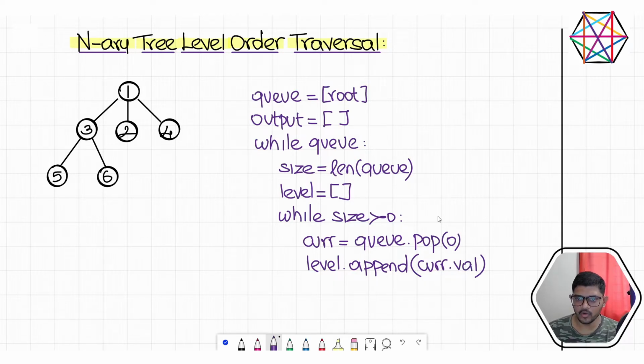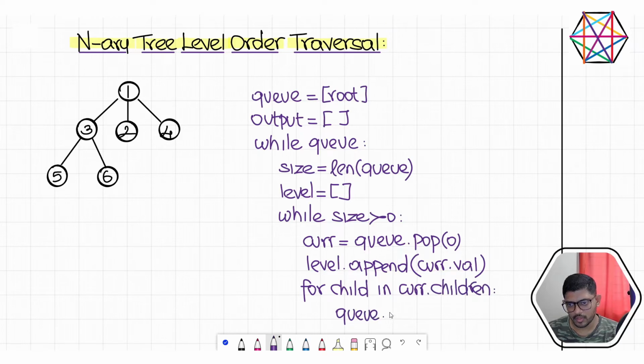After we include this value in the level list, we are going to add every single child of this current node to the original queue. And it can be written like this: for child in current.children, queue.append(child). This time we are appending the node itself, not the value of the node. Please understand that when it comes to levels, we'll be appending the value of the nodes. When it comes to the queue, we are appending the node itself.